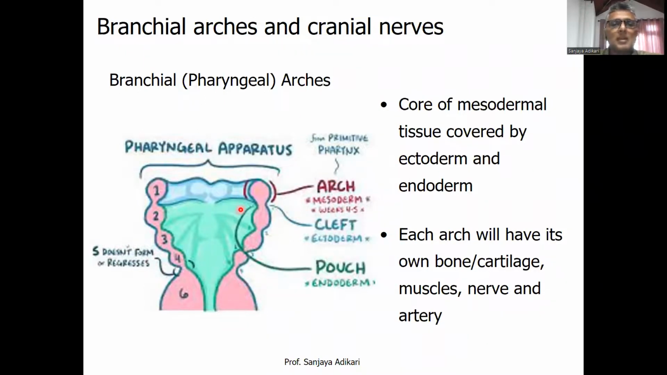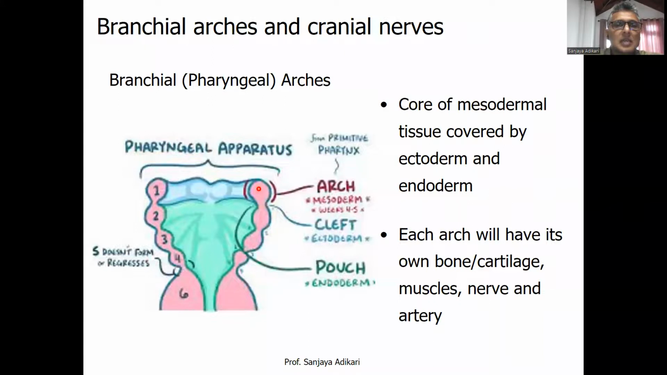But my point here is not the branchial cysts or sinuses. My point here is that when it comes to development of the nervous system, what is important to know is that the branchial arches that are developing during some stage of development in the pharynx area give rise to many structures in the head and neck region.